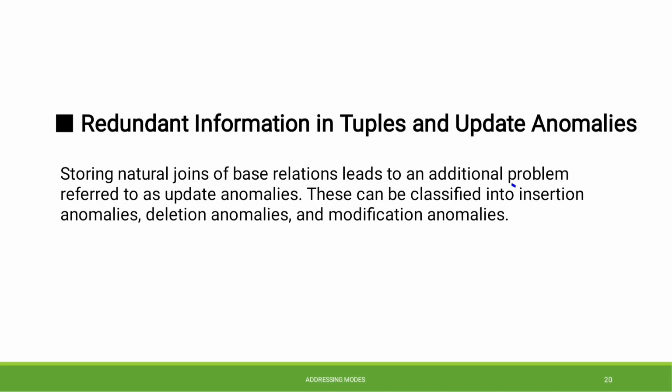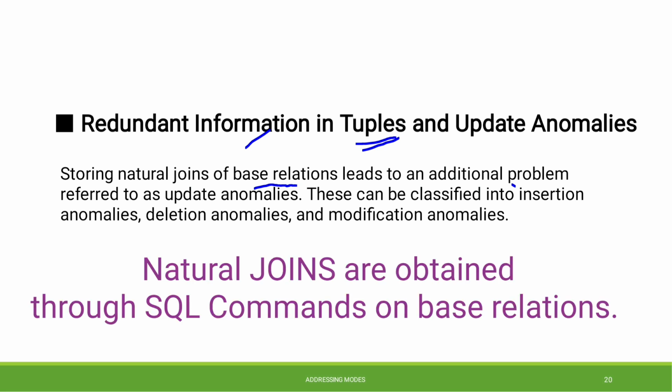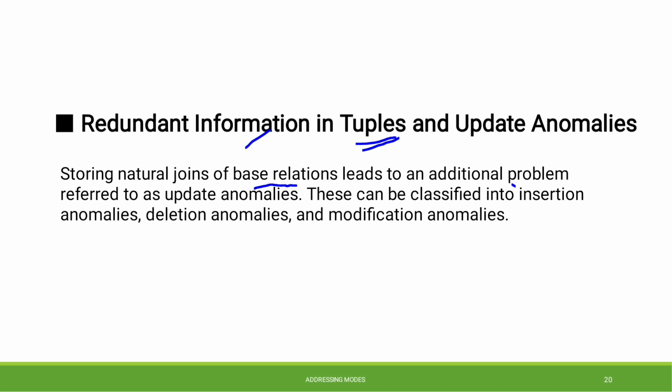So we have come to know that there will be redundant information in tuples if relations are violating guideline 1 and suffering from redundancy problems. So they will not be stored as base relations, but they will be obtained from natural join on the base relations which are redundancy free, which are not violating guideline 1. For example, the employee relation, department relation, project relation, and works on relation.